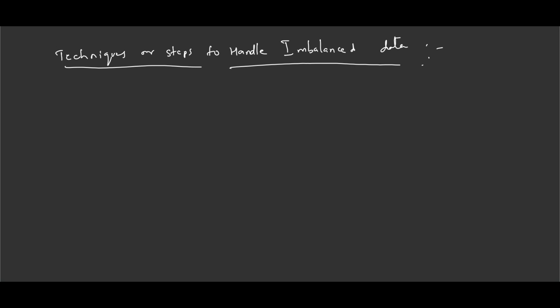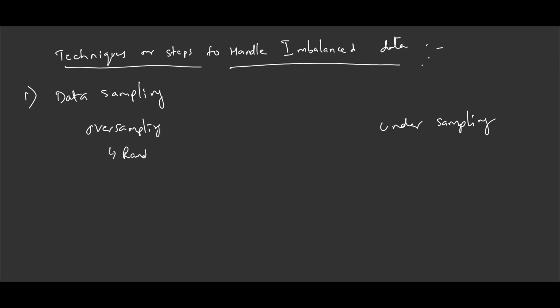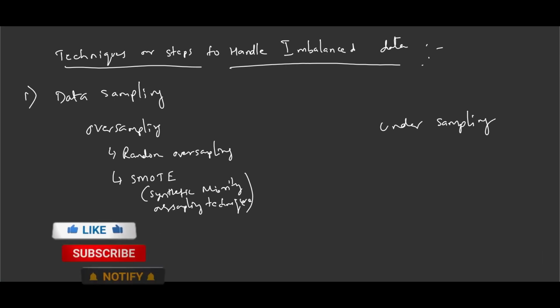Now let's see a few of the techniques or steps to handle this imbalance. The first step is data sampling. In data sampling, we have something called oversampling and undersampling. Basically, data sampling will balance your majority and minority classes or some kind of distribution, so it will properly distribute the data set. That is the use of data sampling. In oversampling, you have random oversampling, and you have something called SMOTE, which is nothing but the synthetic minority oversampling technique.